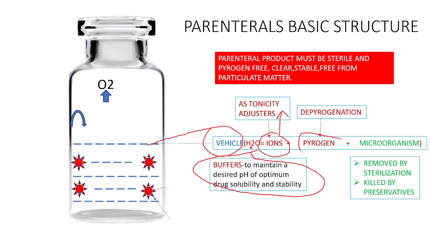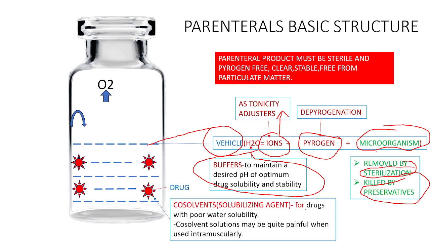Next, the vehicle also contains pyrogen. That pyrogen can be removed by the depyrogenation process. The same vehicle also contains microorganisms. Those microorganisms can be removed by the sterilization process or killed by using preservatives. Next one is drug. Next one is co-solvents, which we can also call solubilizing agents, used for drugs which have poor or low solubility in the water system.